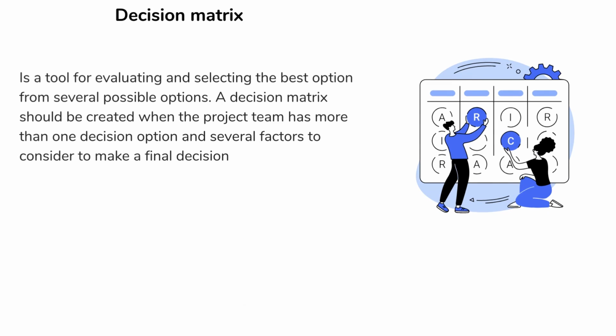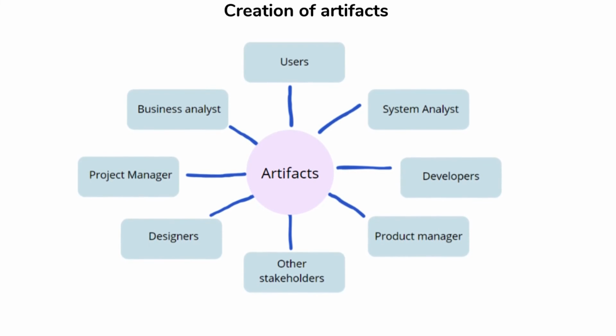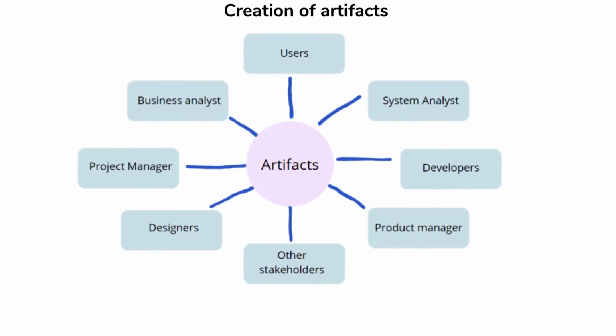Decision matrix is a tool for evaluating and selecting the best option from several possible options. A decision matrix should be created when the product team has more than one decision option and several factors to consider to make a final decision. It is important to note that artifacts are closely related to each other and help to identify user requirements and create a shared vision of the service or product.